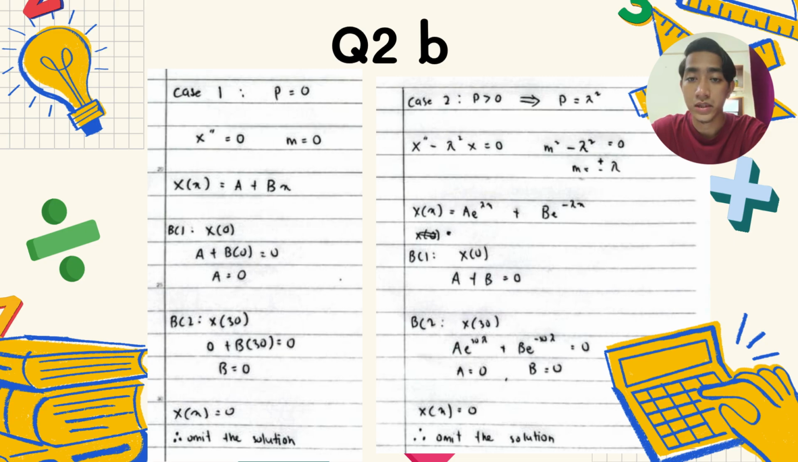And next we will consider case 2, where p is more than 0. So we let p = lambda squared. The equation becomes X'' - lambda squared X = 0. And the solution is X(x) = a e^(lambda x) + b e^(negative lambda x). We apply the same boundary condition again, and we will get a = 0 and b also equal to 0, which we will also omit the solution.